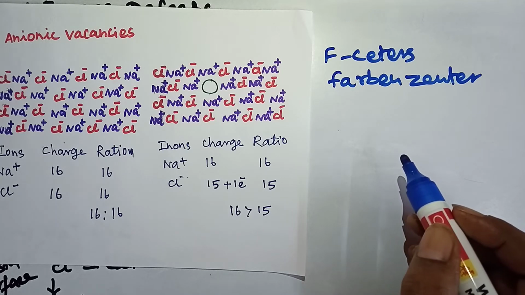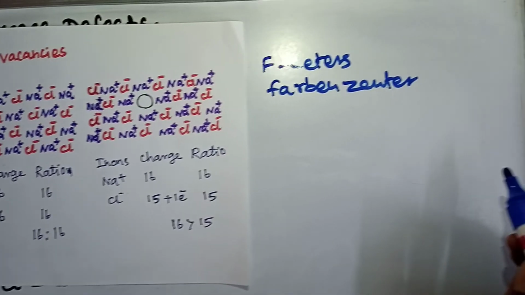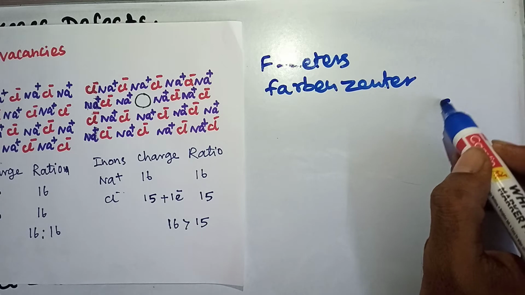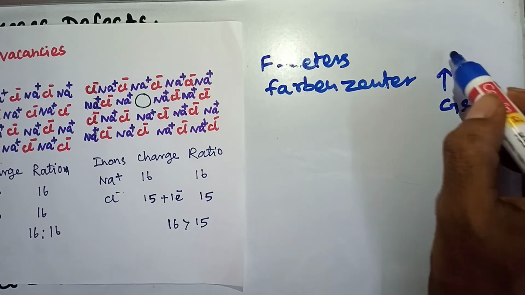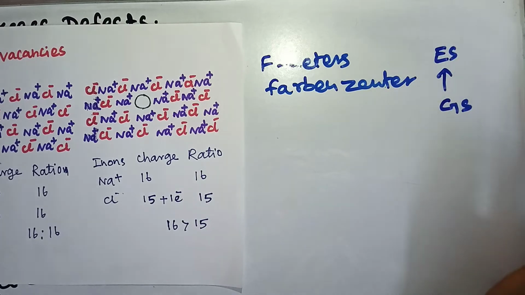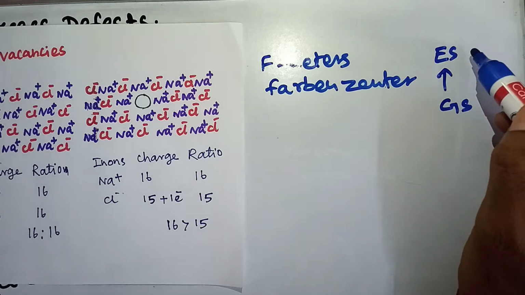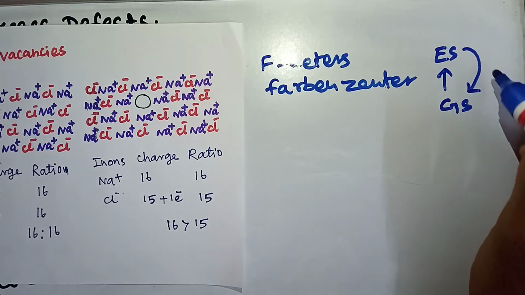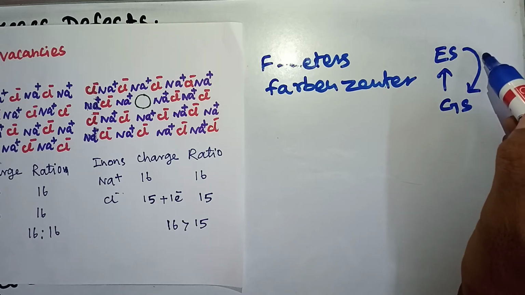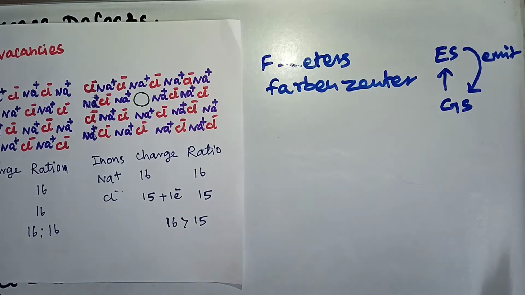So what will happen? The electron present in the ground state absorbs some energy and goes into the excited state. The electron in the excited state is unstable. So when it returns back to the ground state, it emits the energy in the form of light. So it will give some colors.